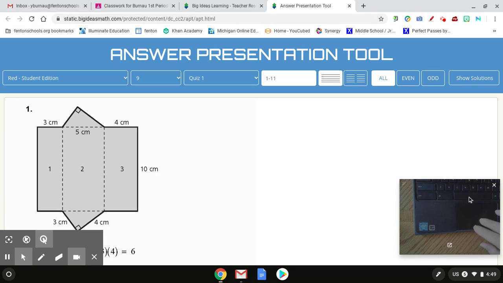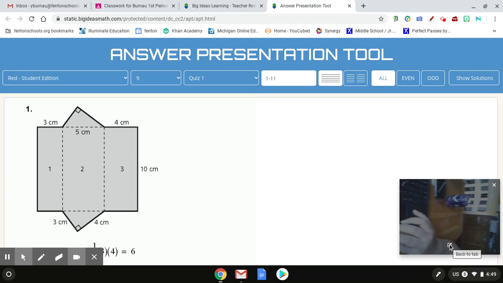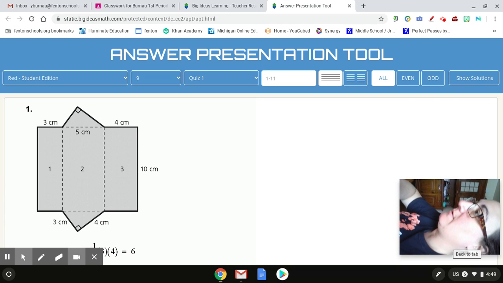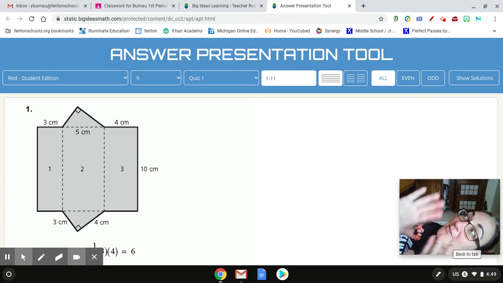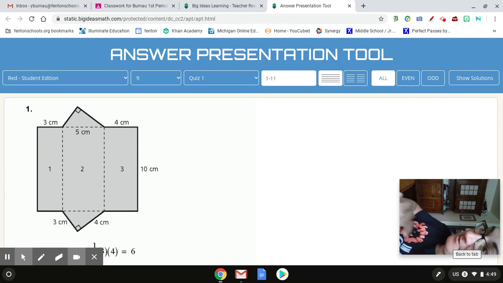Okay. So let's see if I can switch cameras. I don't know if I can switch cameras here. Yeah, I can't do that. So let's see if you can see me. All right. I'm sideways. Let's see here.